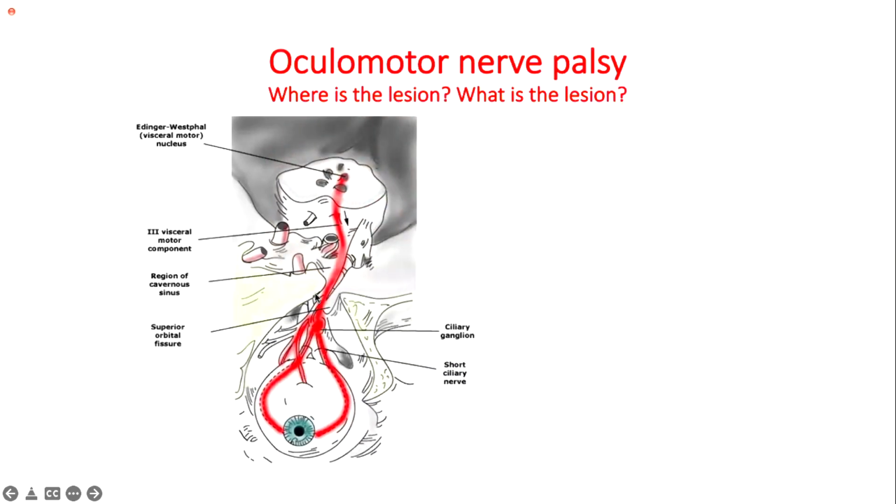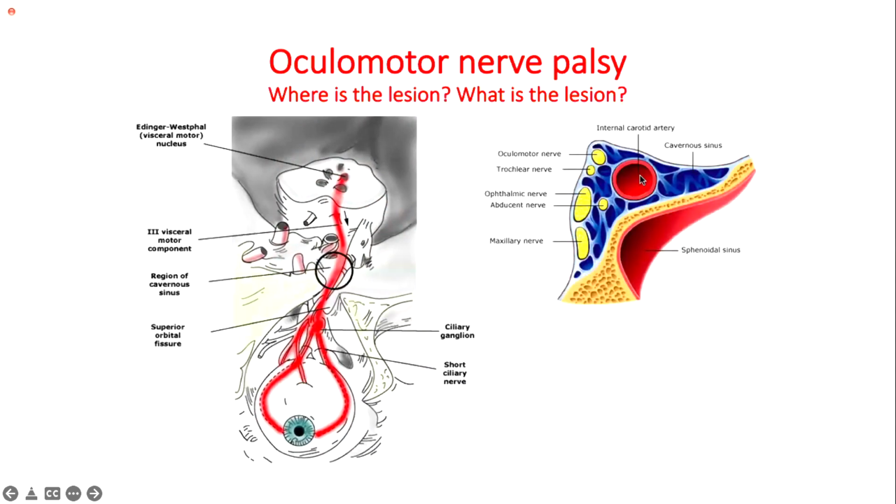Okay, so then we move forwards. Then we come to the cavernous sinus. Now again, that is why it's important to know your anatomy. In the cavernous sinus, you have the oculomotor nerve there in the lateral wall. You also have the trochlear nerve, the fourth cranial. You have the ophthalmic division and the maxillary division of the trigeminal. And you have the abducens nerve.